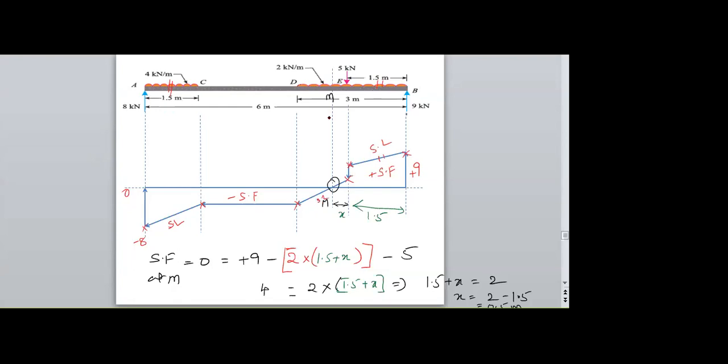And a point load also exists here. So we are getting a vertical straight line in between also, because a point load is existing here in between.